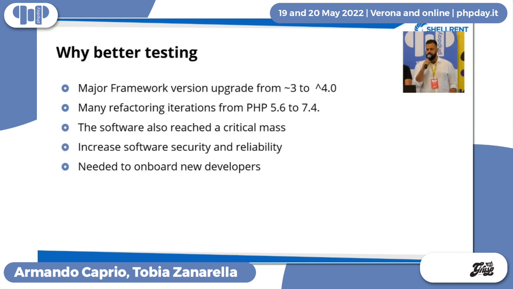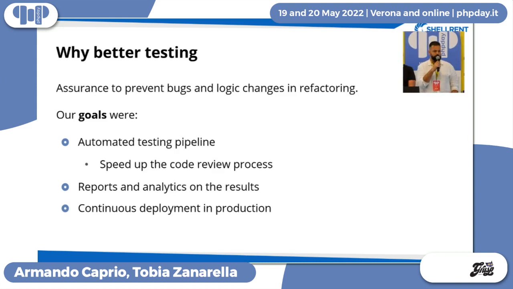The main reason that led us to want a fully automated test at the time was the need to refactor the core application before moving to Phalcon 4, and the need to migrate PHP from 5.6 to 7.4. Meanwhile, the software also reached a critical mass, and we onboarded other developers. During this drastic change, we required a way to assure the quality of our software. We didn't want to introduce new bugs or change the existing logic of our features.